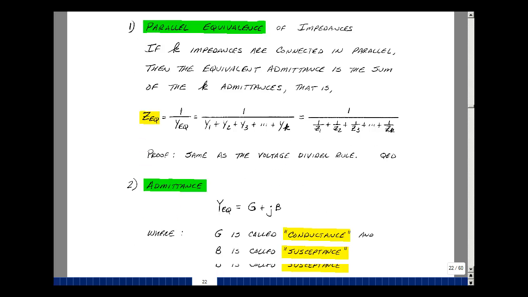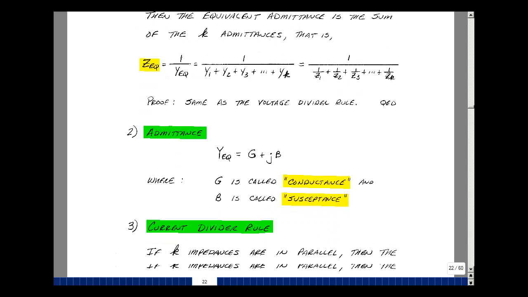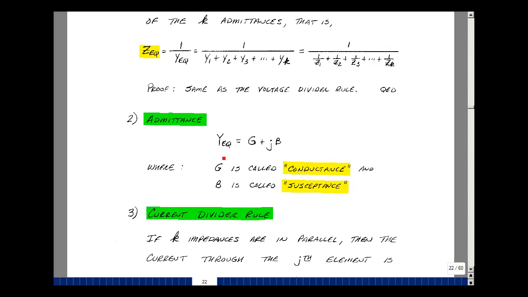Now, we had impedance as having a real and imaginary part, and so does admittance. So we'll have some equivalent admittance. It'll have a real part and an imaginary part. We call the real part conductance, so it's consistent with our time domain results, but the term B here is called susceptance. This was coined by Oliver Heaviside.